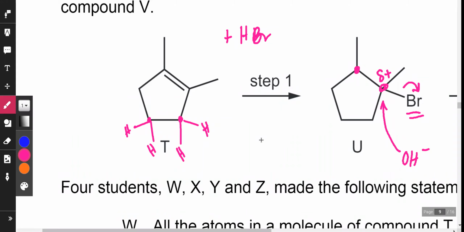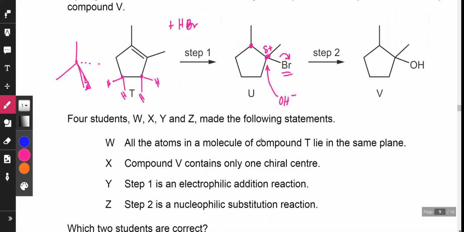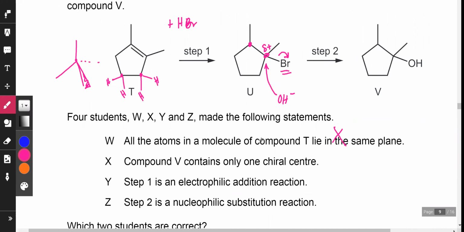Now, in a tetrahedral arrangement, the atoms are not lying in the same plane. One is coming out of the board, the other one is going into the board, so they're not lying in the same plane. So the first statement is definitely incorrect because the shape is tetrahedral.